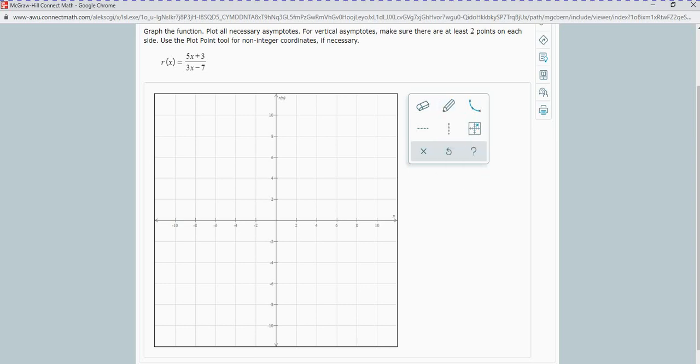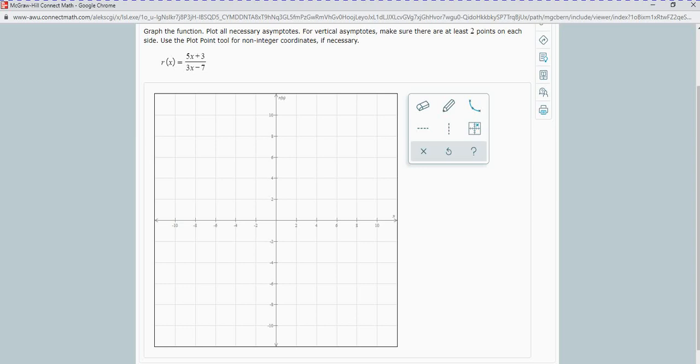You would use your pencil, you can drop points using the pencil, or you use the vertical asymptote tool to immediately drop your asymptote where it needs to go. So when you're working with integer values, that's how you'll drag and drop your asymptote. Now, if it's a situation like this where we don't actually have an integer value associated with our asymptote, we're going to have to use the point plot tool in order to plot a point that our asymptote can then snap to. And notice it mentions that in the directions. It says use the plot point tool for non-integer coordinates if necessary. So this is going to be a situation where we need that.